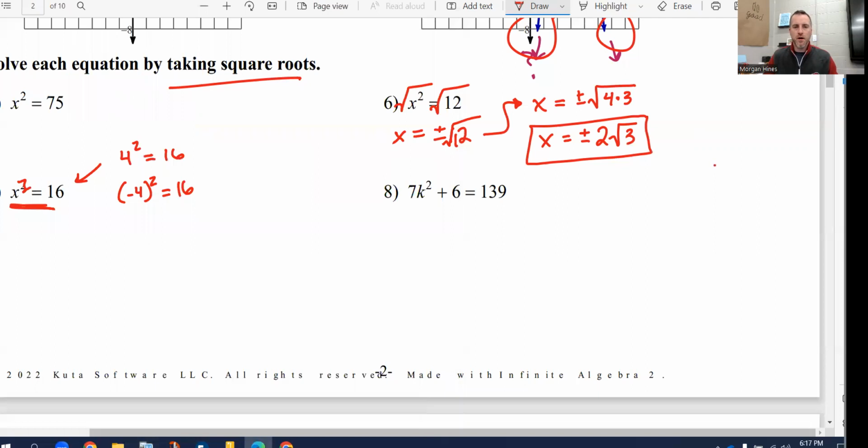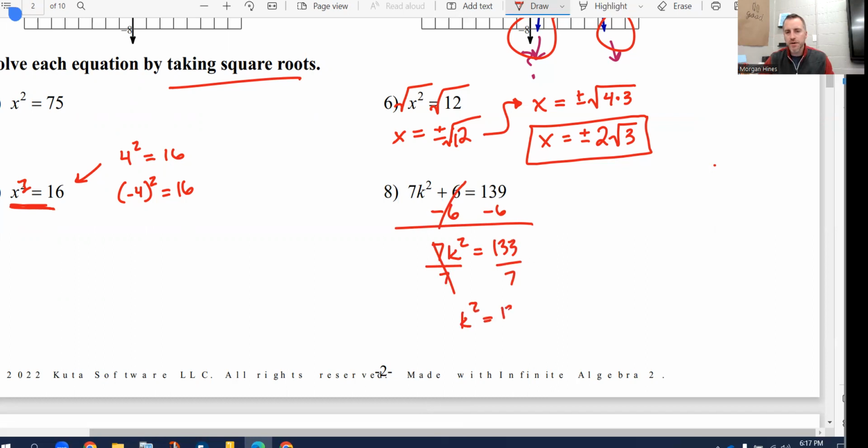All right, number 8 real quick. Again, we're going to follow the order of operations if we can. And the way you tell if you can do that is by looking for, is there a quadratic term and a linear term? Is there a k squared and a k? No, there's just a k squared. So we are ready to just do some inverse operations. We get 7k squared is equal to 133. That number is not going to divide by 7, is it? Nope. So we get k squared is equal to 133 over 7.